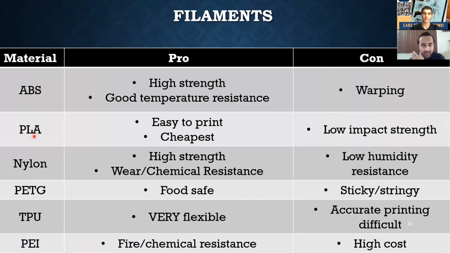But if you want to be accurate in terms of dimensions, probably best to just stick with PLA because if you stick with nylon, you have the humidity factor. If you stick with ABS, the warping. If you stick with PETG, the stickiness. TPU, because it's flexible, has an issue, and PEI just has a cost issue. So PLA is probably the best, just middle of the road, best option.